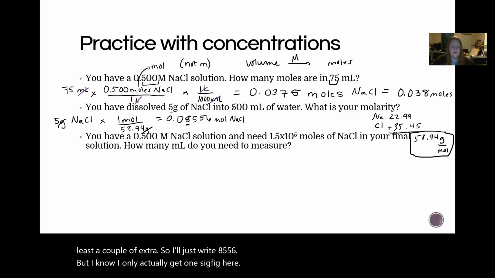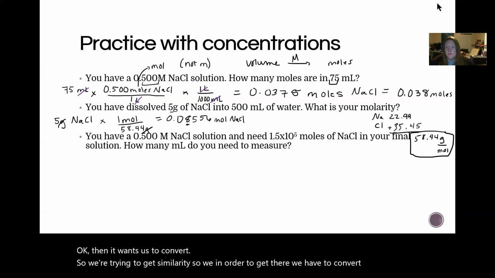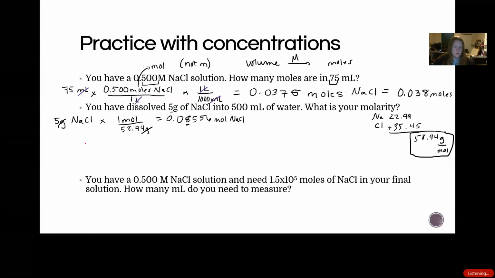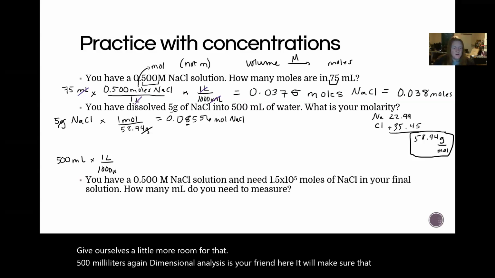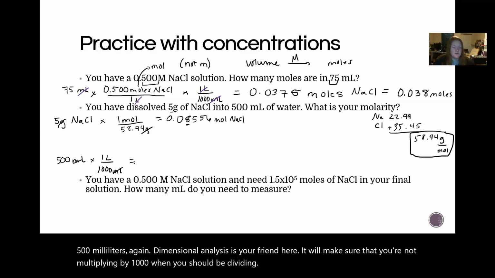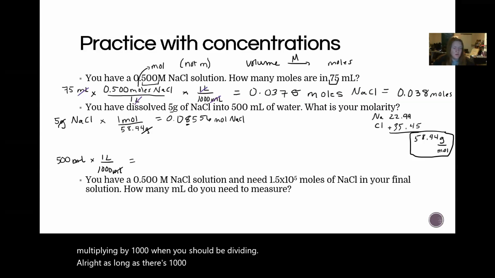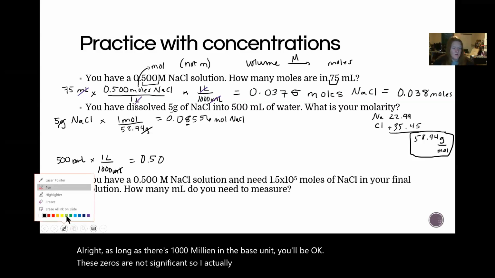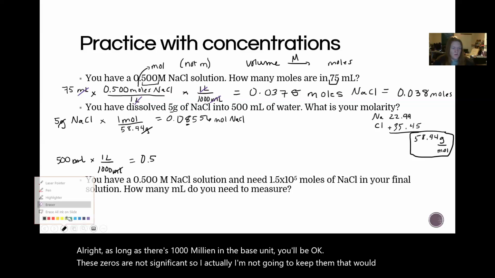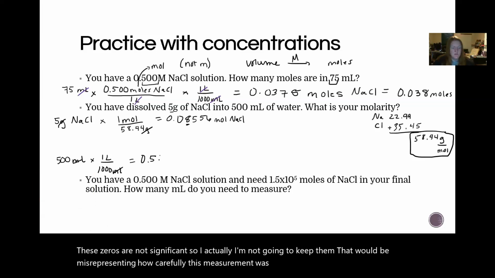Okay. Then it wants us to convert. So we're trying to get to molarity. So in order to get there, we have to convert 500 milliliters into liters. Again, dimensional analysis is your friend here. It will make sure that you're not multiplying by 1,000 when you should be dividing. As long as you know there's 1,000 milli in the base unit, you'll be okay. Oh, these zeros are not significant, so I actually am not going to keep them. That would be misrepresenting how carefully this measurement was made. So it's going to just be 0.5 liters.